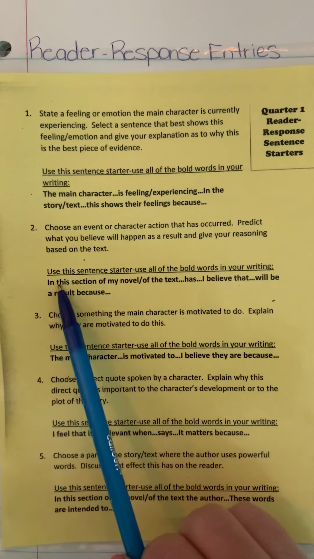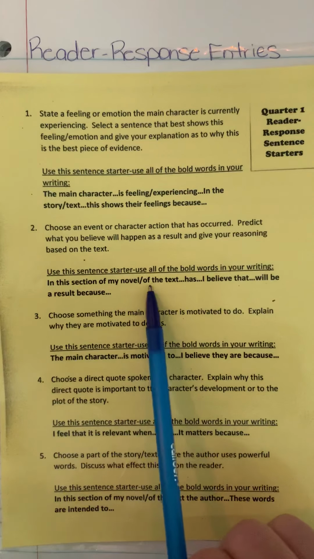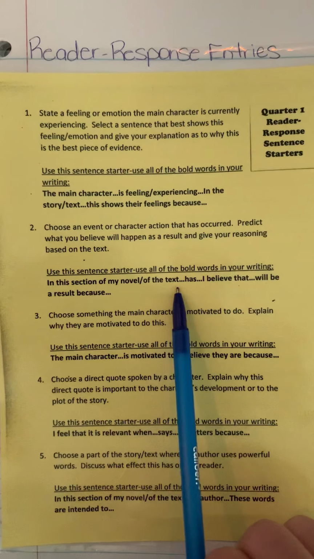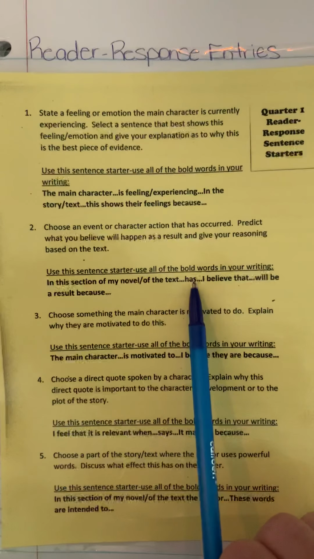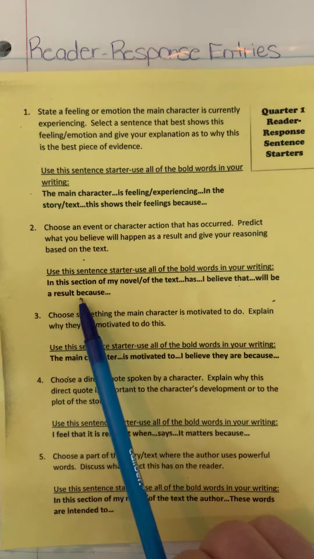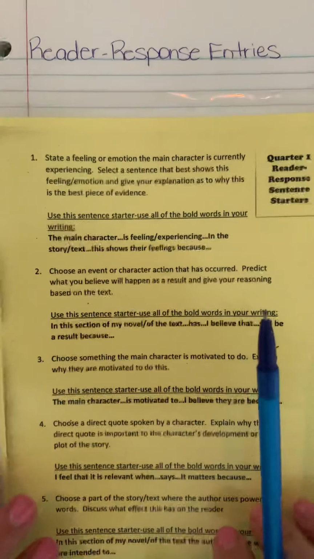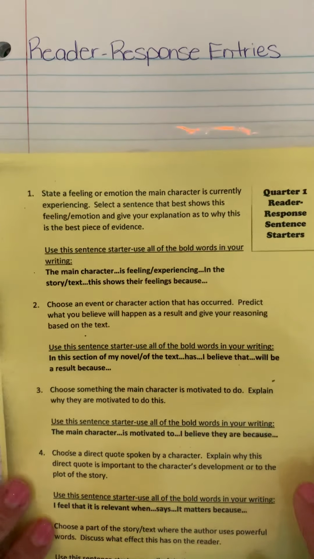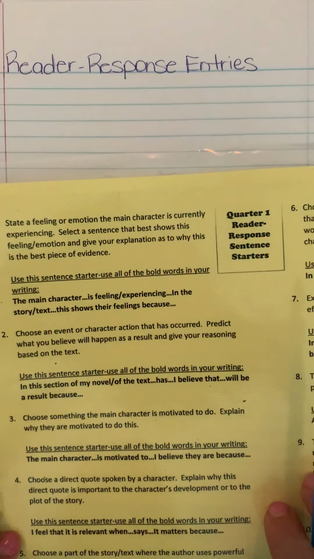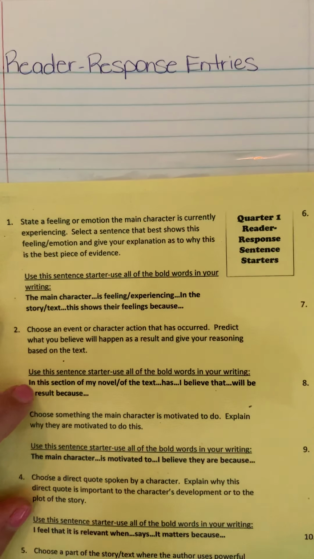So this one says, because I'm making a prediction, remember, in this section of my novel, of the text, or we can even say of the story for this one since it's a story, blank has blank. That's going to be my character action. I believe that blank will be a result. And here's where I'm going to put my reasoning, because. I'm actually going to use this one with a story that I'm reading in one of my other classes. One of the characters has just fallen off of a ship in that story, and so that's what I am going to start with.